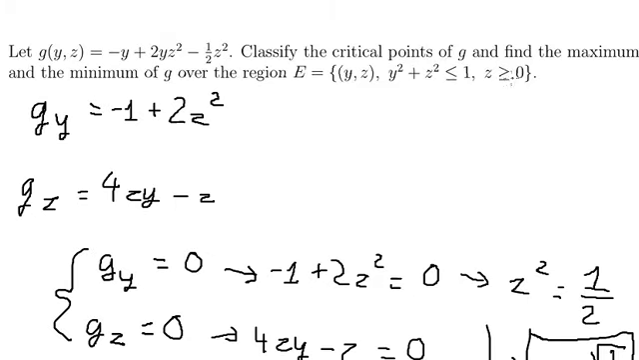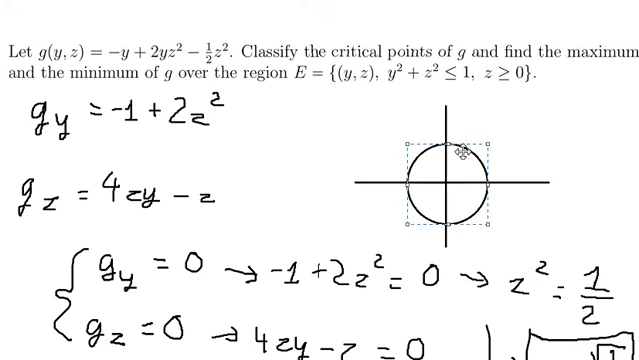Now, let's go to the next one. We need to find the maximum and the minimum of G over the region. If we graph the function, that is a circle at the center 0, 0 in here. This one I will put as z, this one I will put as y. So z is greater than or equal to number 0, so we just choose this one in here.